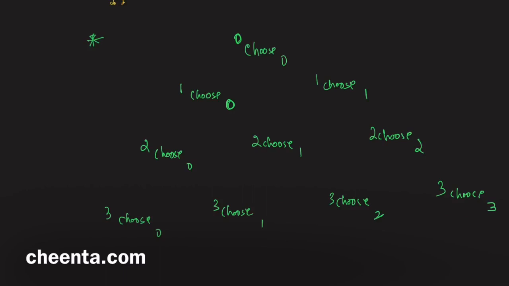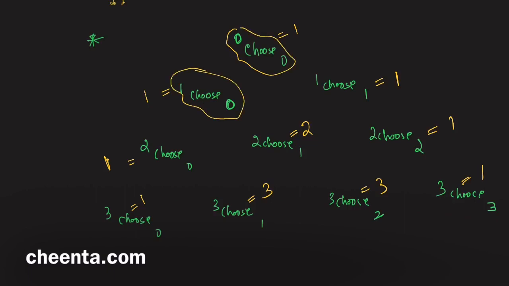This is the do nothing case. So this is 1. This is choose nothing, one way. Choose everything, one way. Choose nothing, one way. Choose one at a time, 2 ways. Choose all of them, one way. Choose nothing, one way. Choose one at a time, 3 ways. Choose 2 at a time, 3 ways. And choose everything, one way. In the Pascal's triangle, each of these numbers is the number of ways of choosing objects.